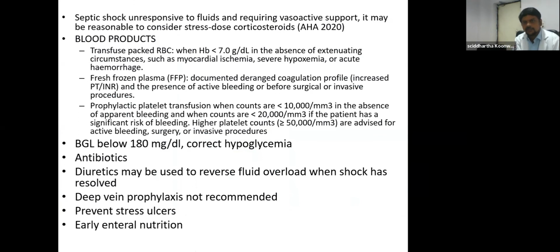Steroid we have already discussed. If the patient is not responding to catecholamines also, then we should consider stress dose corticosteroid. Blood products: we should transfuse PRBC if the hemoglobin of the patient is below 7 gram per deciliter. FFP is to be given if the patient is having deranged coagulation profile and is associated with active bleeding, and or if we are planning for any surgical procedure and there is deranged coagulation profile. Prophylactic platelet transfusion is to be given only if the platelet count is below 10,000.